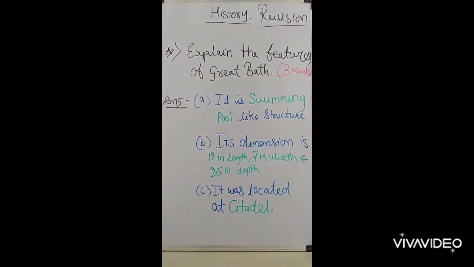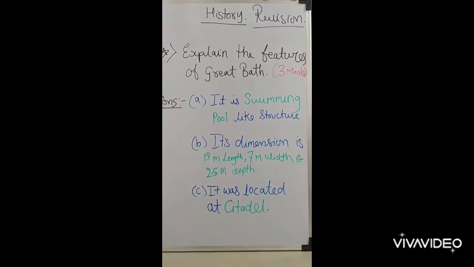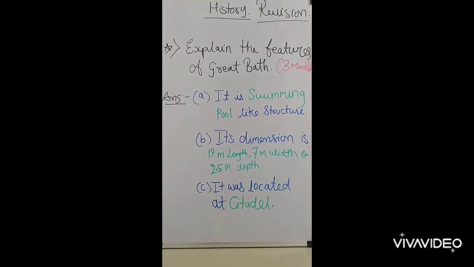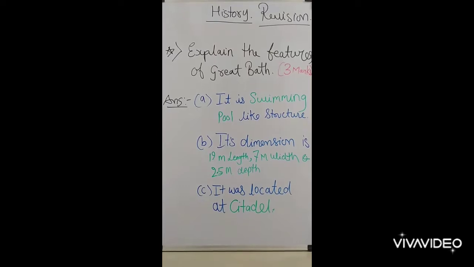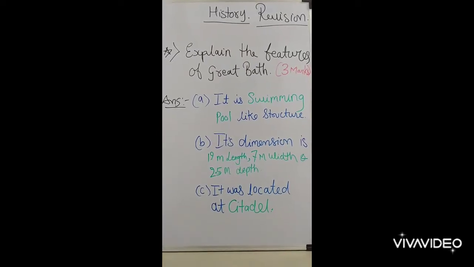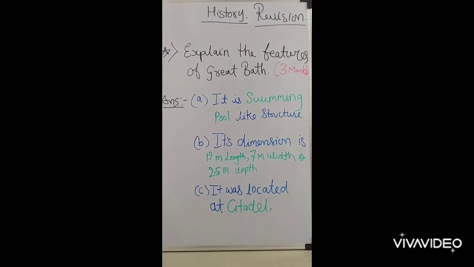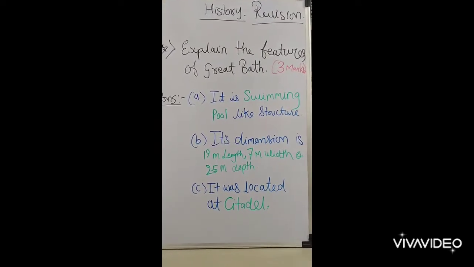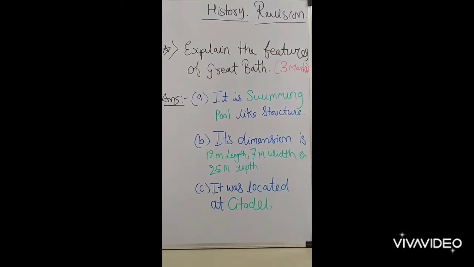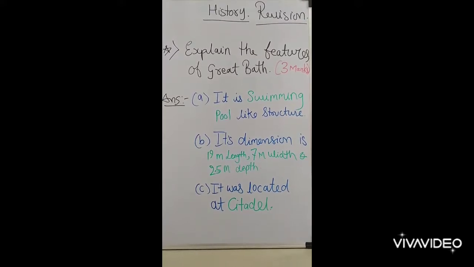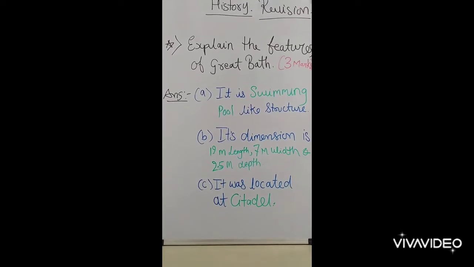Now the next and the third point: it was located at the Citadel. Citadel is also a keyword because the Citadel has a very important part. What was the Citadel, dear students? If you remember, the Citadel is a raised platform, and on the raised platform all the important buildings or structures were located. So if the Great Bath was made at the Citadel, it becomes special. So that is the special feature of the Great Bath.